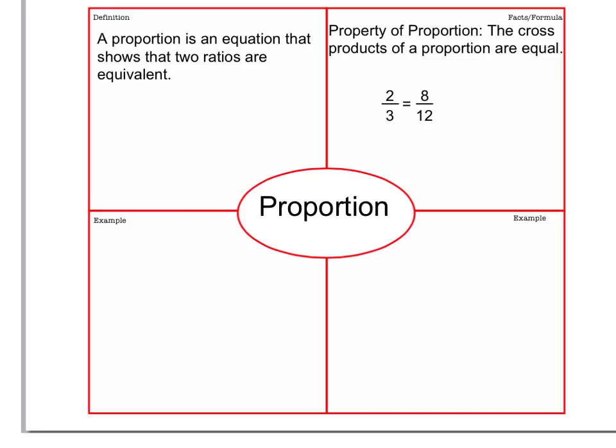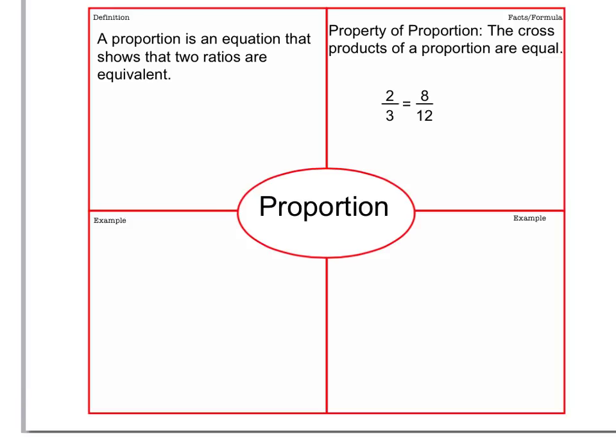The way you're going to do this is using the property of proportion, because the cross product of a proportion is going to be equal. What does that mean? Well, if I multiply 3 times 8 here, I'm going to get 24. And 12 times 2 is also 24. So that means those two proportions are equal.